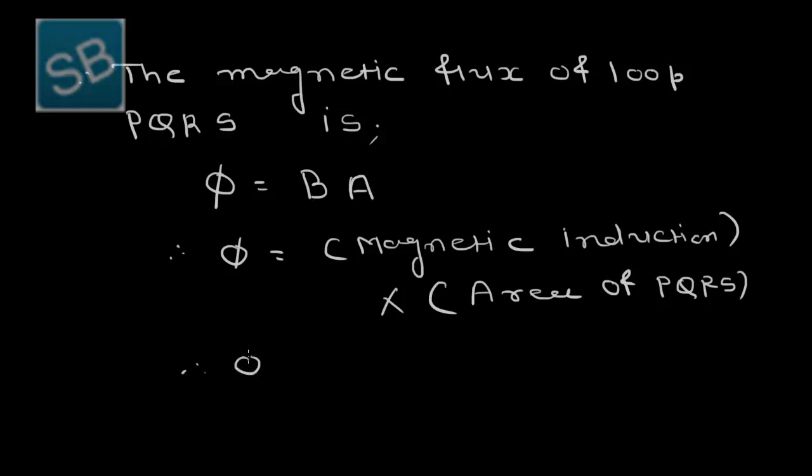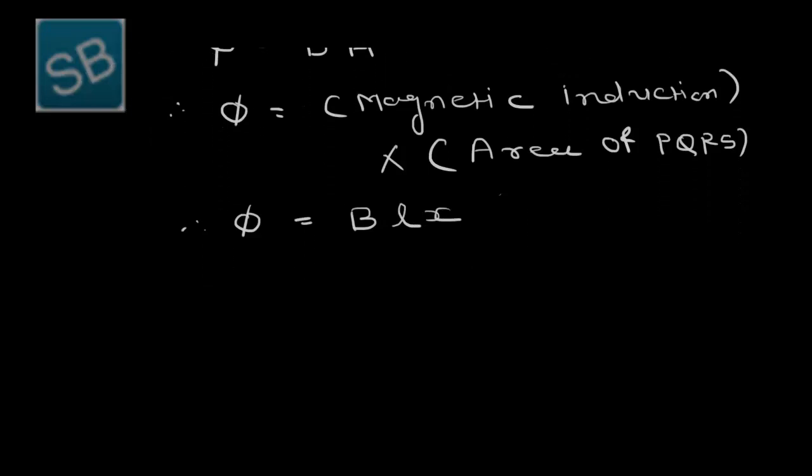Therefore, phi is equal to the magnetic induction times the area of PQRS, which means length into breadth. So length is L and breadth is X. This is the new equation to find the magnetic flux, because whenever you have the value of magnetic induction, length and breadth, you can easily find the value of magnetic flux.